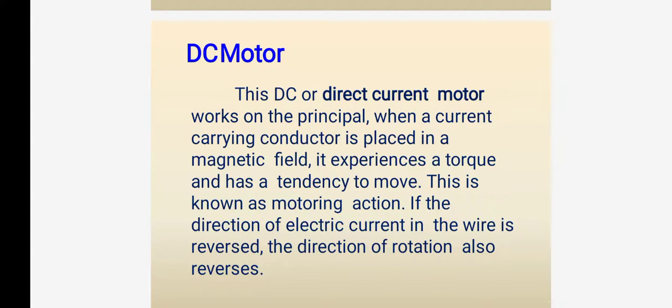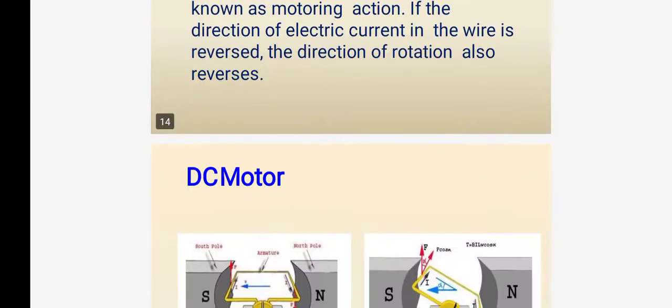And has a tendency to move. This is known as motoring action. If the direction of electric current in the wire is reversed, the direction of rotation is also reversed. So based on the flow of current, the rotation of the motor is going to vary, whether it is in a clockwise direction or anti-clockwise direction.